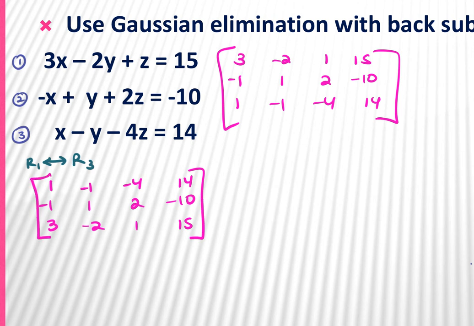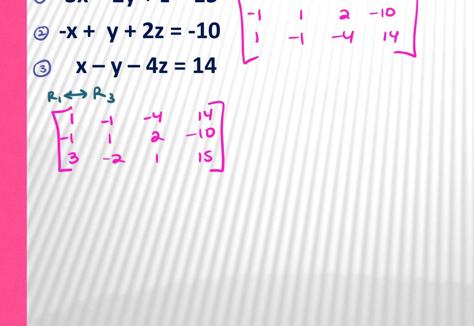Okay, what was my second goal? The 0 below that 1. So I want a 0 where the -1 is. How could I get it? Now I can add row 1 and row 2. I can add row 2 and row 3. I can multiply one of them and add them together. I can add row 1 and row 2. Then wouldn't the top disappear?